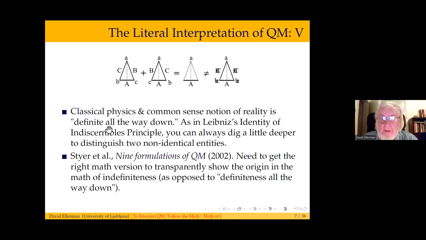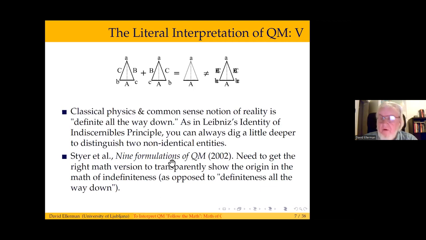Now, this is exactly where quantum mechanics differs. Quantum mechanics isn't definite; reality isn't definite all the way down at the quantum level. It gets to a certain point, and then any remaining indefiniteness is objective.